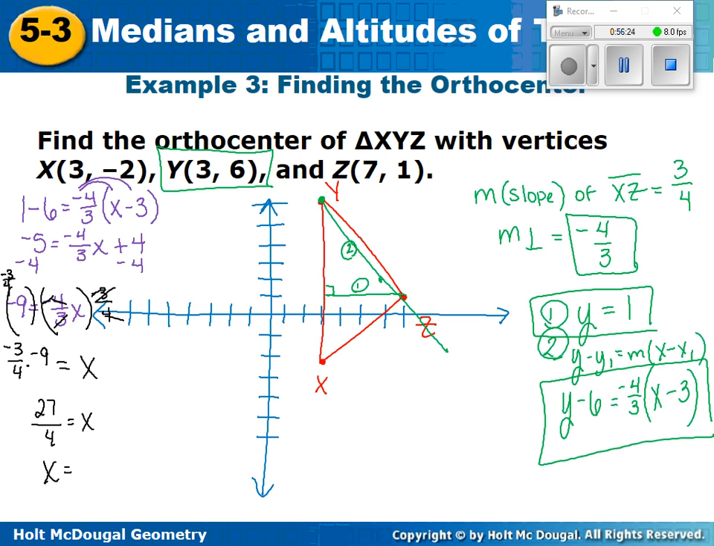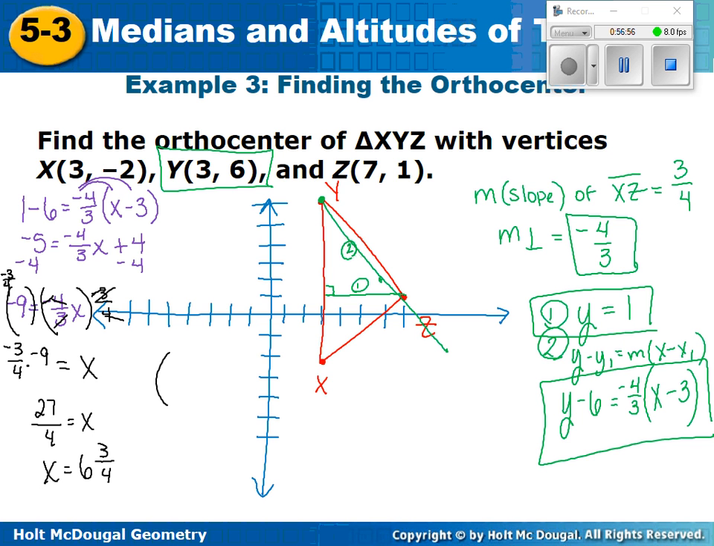Let's write that as a mixed number. How many times will 4 go into 27? 6. 6 times 4 is 24. So how many do we have left over? 3 out of 4. So it looks like on your paper, if you're not super careful, it looks like they do cross at 7 1. But they don't cross at 7 1. If you did it really precisely, you'll see that they actually cross at 6 3/4 is our x value.